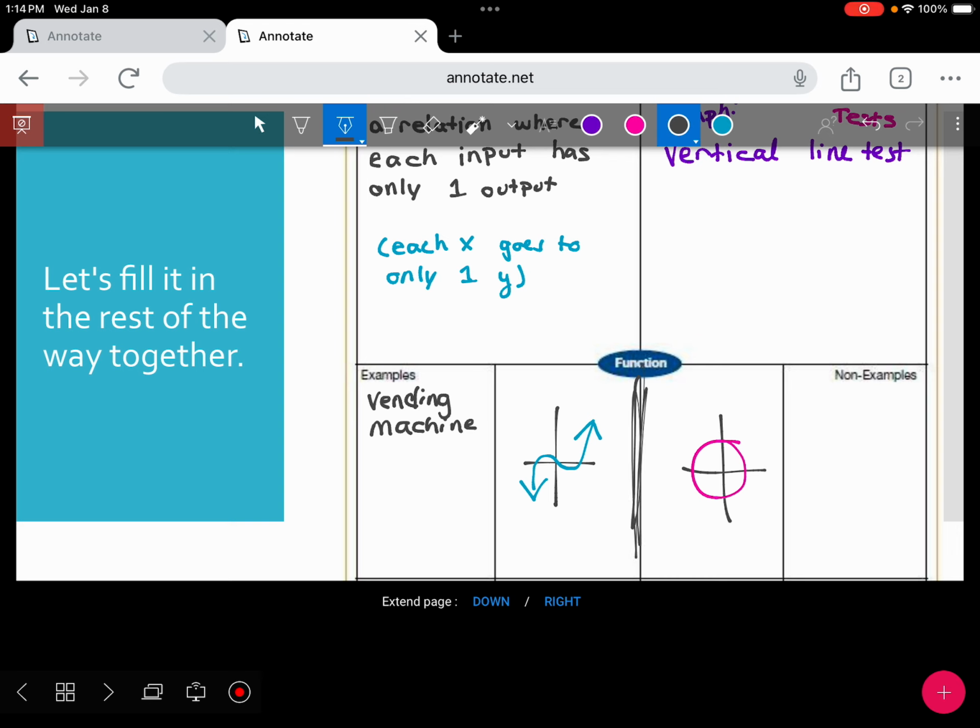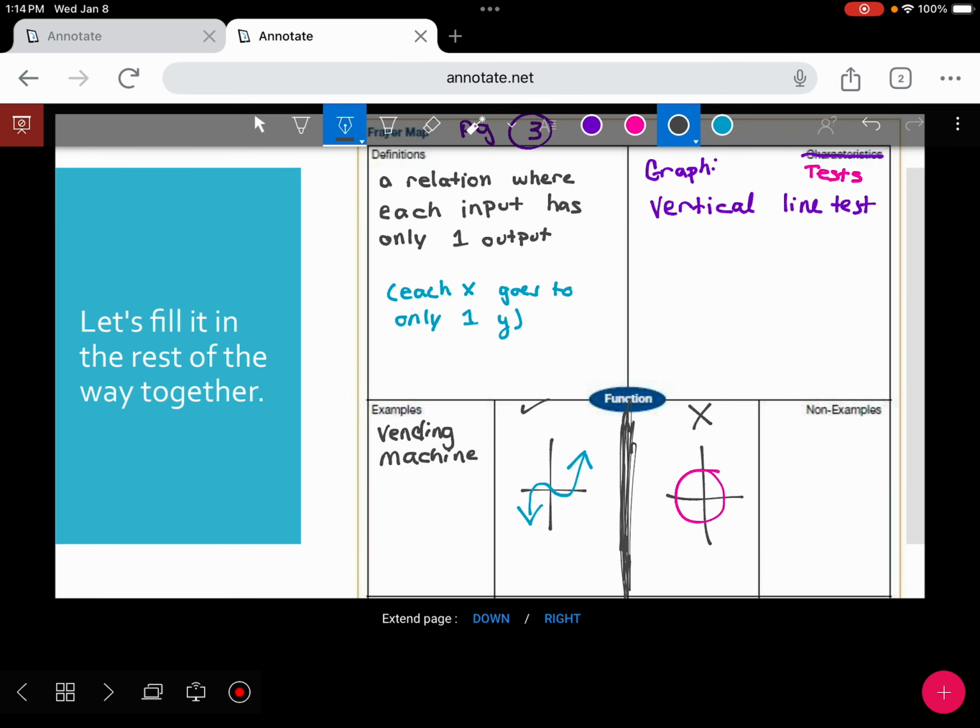I'm just dividing it up so it's clear. So this is a function and this is not a function. So on a graph, we do the vertical line test.